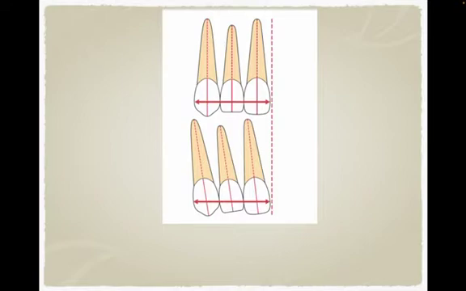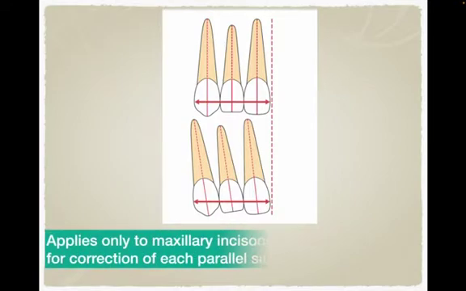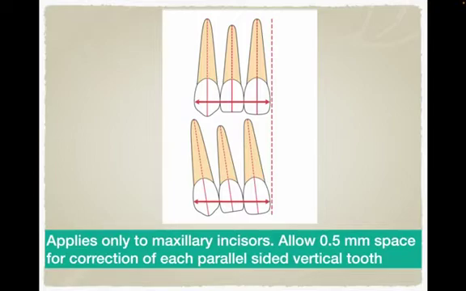So if the upper anterior teeth are upright, they will consume less space than if they are mesially angulated. As we all know, according to the Andrews six keys of normal occlusion, the teeth should be mesially angulated. So if the tooth is completely upright and we need to give it the mesial tip, it needs about 0.5 millimeter of space to correct each tooth that is upright and give it the correct tip. And that's only for the maxillary incisors.